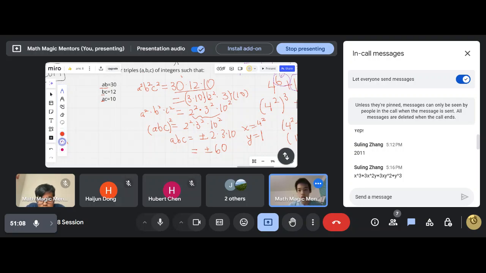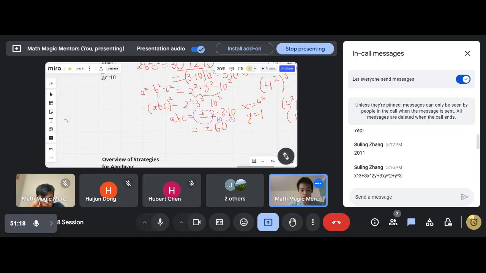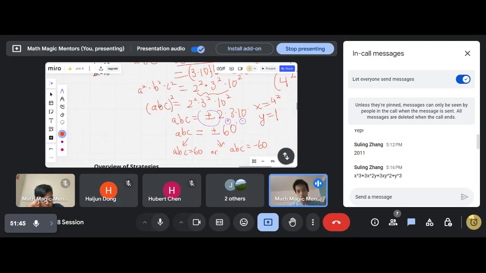This symbol right here basically denotes that there's a positive solution or a negative solution. So saying abc equals plus or minus 60 is equivalent to saying abc equals positive 60, or abc equals negative 60, because you can't have abc equals 60 and negative 60. abc can't hold two values at once. It's one variable.